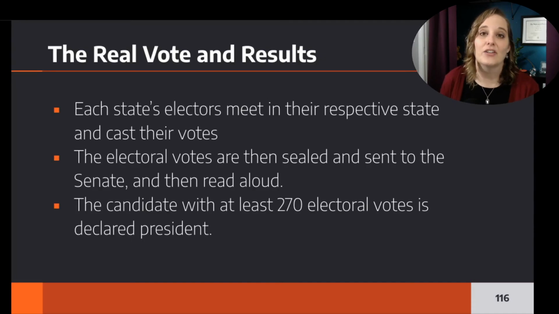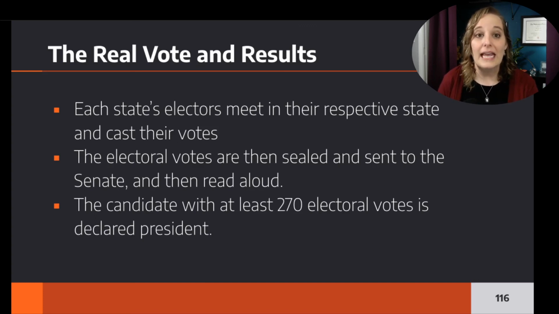Each state's electors meet in their respective state and cast their votes in December. In 2020, it was on December 14th. Those electoral votes are then sealed and sent to the Senate, where they are read aloud, and that happens on January 6th. The candidate with at least 270 electoral votes is then declared president.